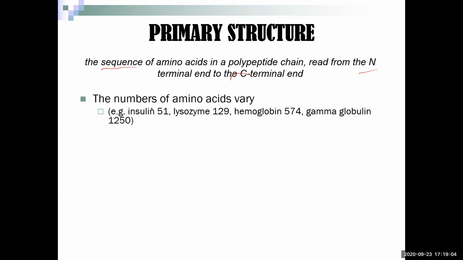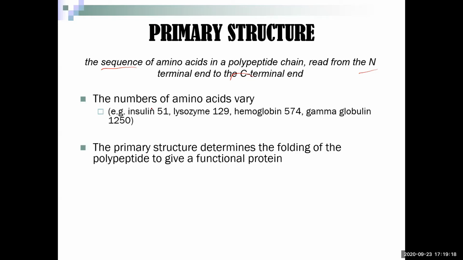Lysozyme with 129, hemoglobin with 574, and gamma globulin with 1,250 amino acids. So, mag-vary na siya. The primary structure also determines the folding of the polypeptide to give a functional protein.